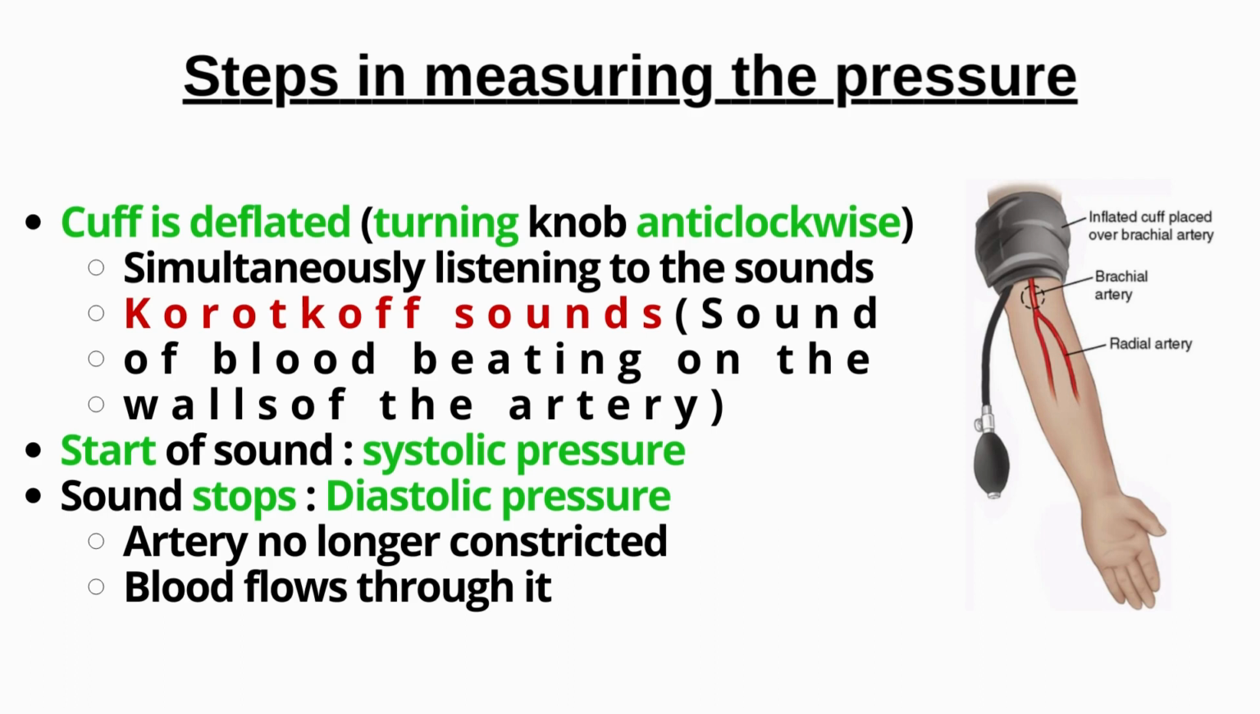Step 5. Record the readings. The first sound of blood flow, known as the Korotkoff sound, is the systolic pressure. The point at which the sound disappears is the diastolic pressure. Write down these two readings and use them to calculate your average blood pressure.